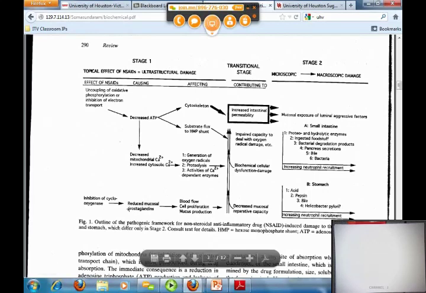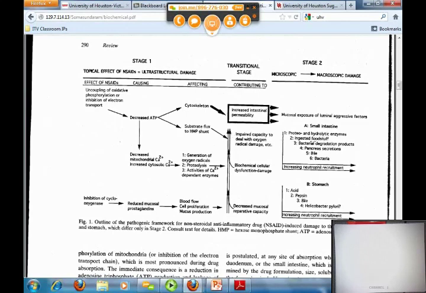And now you can also see the inhibition of cyclooxygenase, that is the prostaglandin synthesis. They reduce mucosal prostaglandin, and that affects blood flow, cell proliferation, and mucus production. Because of this inhibition, you have a decreased mucosal reparative capacity. Everything put together, you get increased permeability.